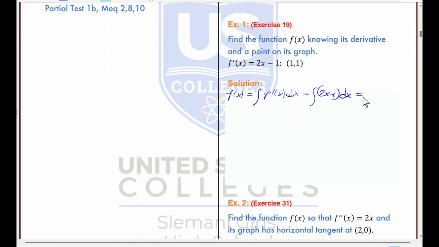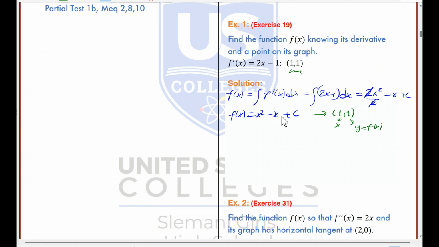The integral of 2x is: increase the power by 1, divided by the new power, and the integral of minus 1 is minus x, since the power of x is 0 and it became power 1, plus C. Now our function is x squared minus x plus C. Now I don't know what C is, but it's not a big deal. I know the point. I'm going to use this point to find the unknown. What does that mean? One means x, the other one means y, which is f of x.